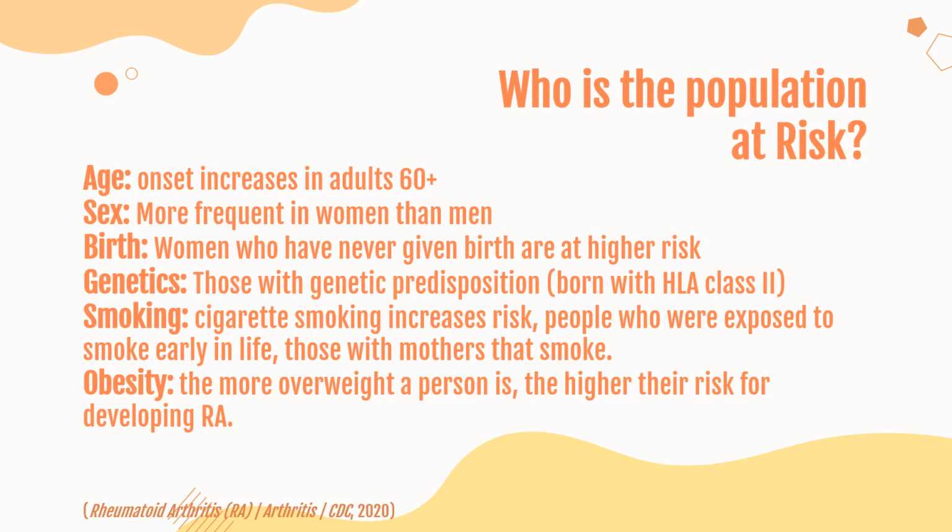Cigarette smoke is another risk factor. Those who smoke, those who were exposed to smoke early in life, or those with mothers that smoke are at a higher risk for rheumatoid arthritis. Obesity is another risk factor. The more overweight a person is, the higher their risk for developing RA.